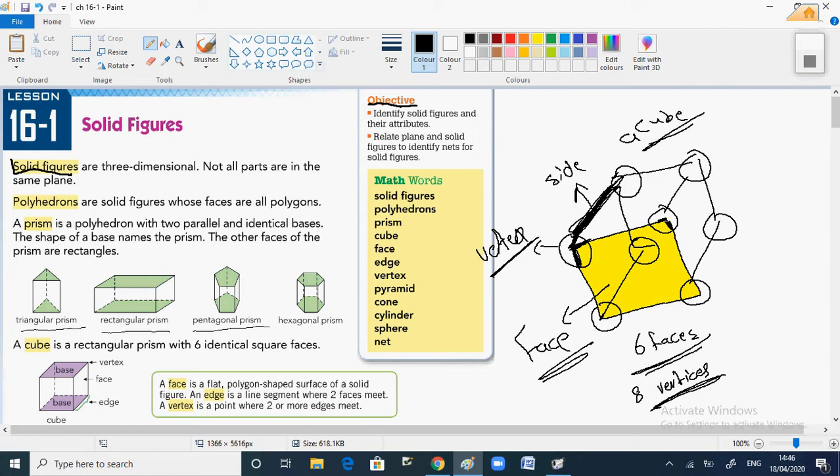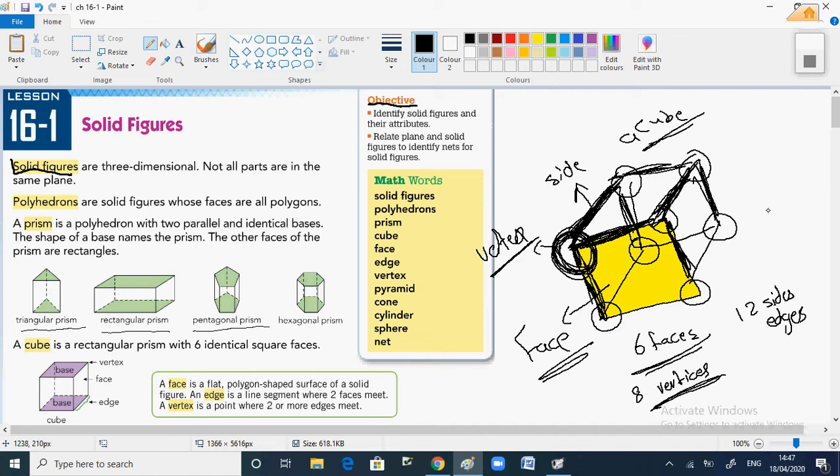How many edges? We have to count them. 1, 2, 3, 4 up and 4 down. That means we have 8. And 1, 2, 3, 4 going round the shape. That means we have 12 sides or 12 edges. Okay, this is called an edge or side. This is called the intersection between the edges or sides. It's called a vertex or a corner. And here, the faces: front, back, right, left, up and down.